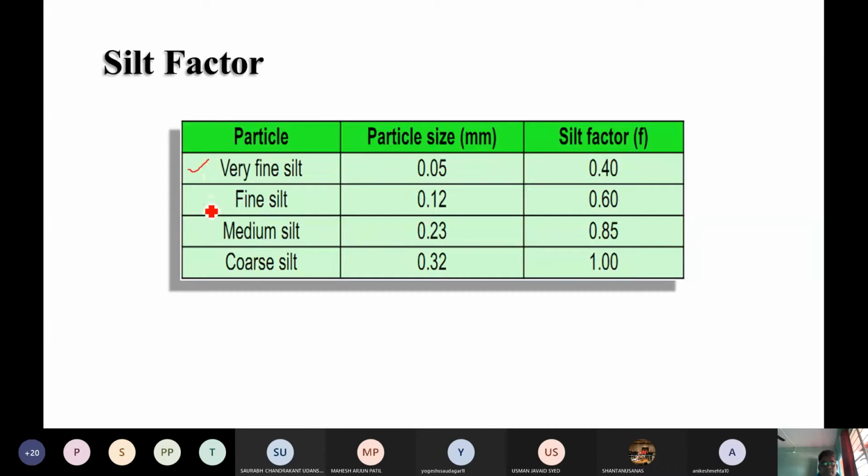See the silt factor for the various types of silt: very fine silt, medium silt, and coarse silt. Particle size is given as 0.05, 0.12, 0.23, 0.32, and silt factor 0.40, 0.460, 0.85, 1.0. So please remember, according to the types of silt, if it is a coarse silt, then you consider the silt factor as 1.0, and the corresponding size of the silt is 0.32.